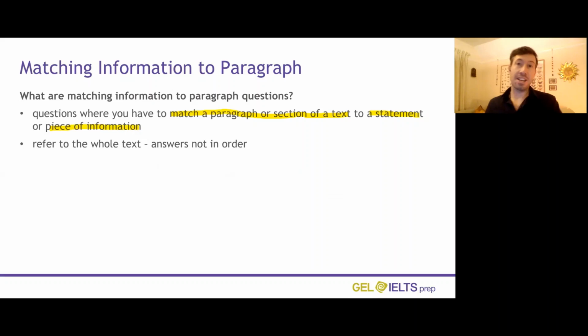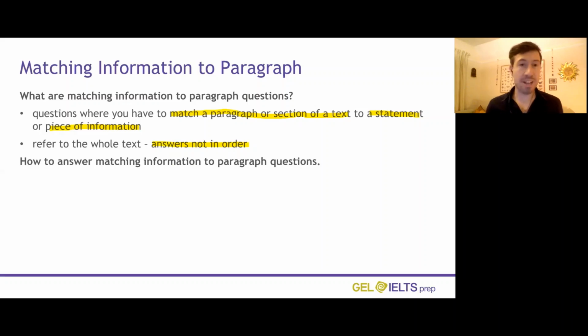Now, unlike the multiple choice questions, which just focus on a small part of the text, these focus on the whole text. Because it's talking about paragraphs, you sometimes have to look at paragraph A and then paragraph C and paragraph E. So you're jumping around all over the text. And the answers are not in order usually. So the answer to statement 1 might be paragraph E, whereas the answer to statement 2 might be paragraph B. So you might have to first read E, then go to B, then go to F, then go to A. So you just often have to jump around with these types of questions.